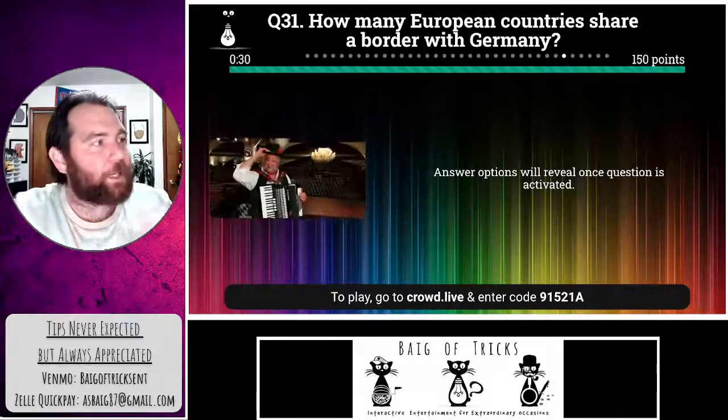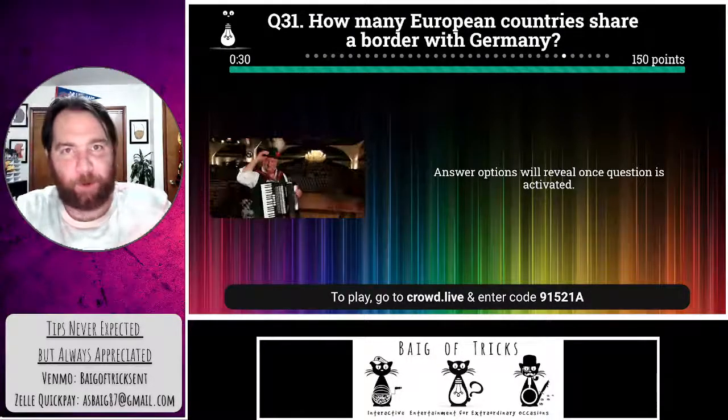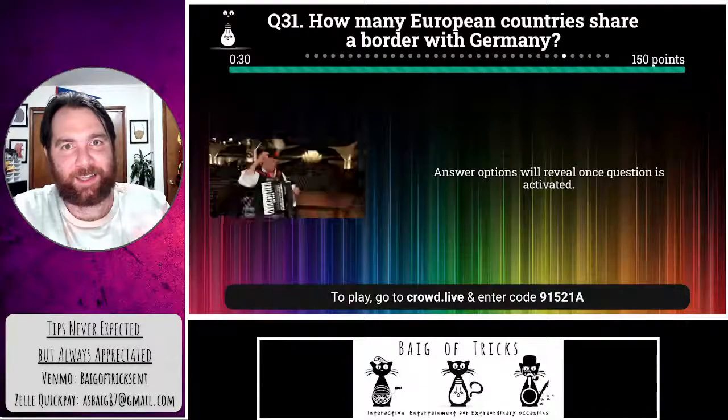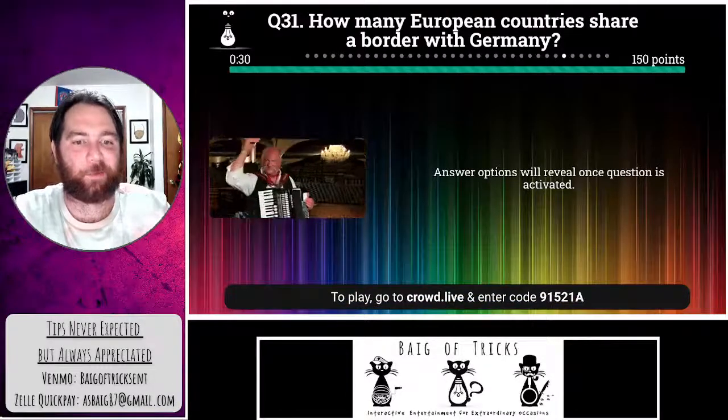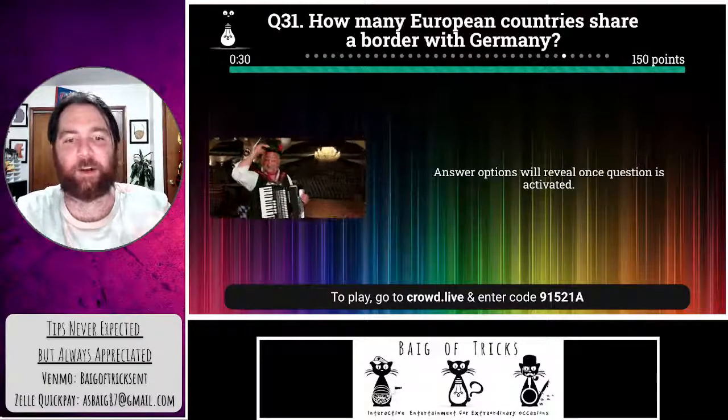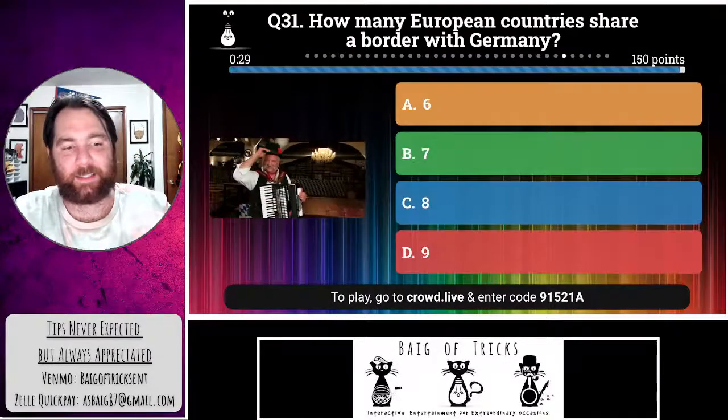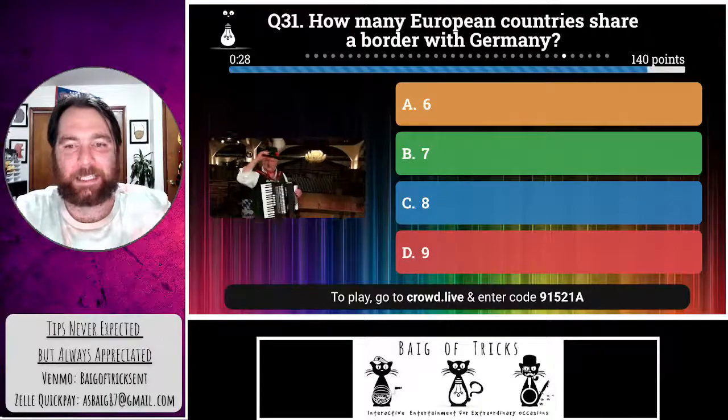How many European countries share a border with Germany? A land border. I don't think Germany really has a water border there. How many European countries share a land border with Germany? Is it 6, 7, 8, or 9?